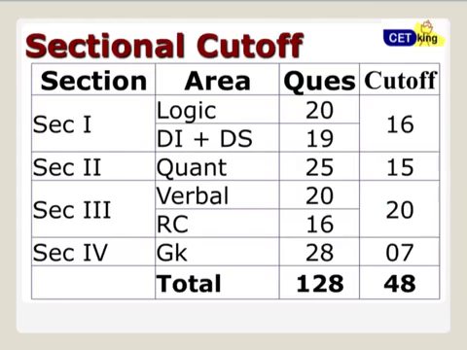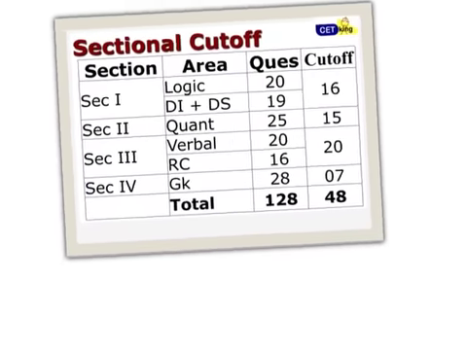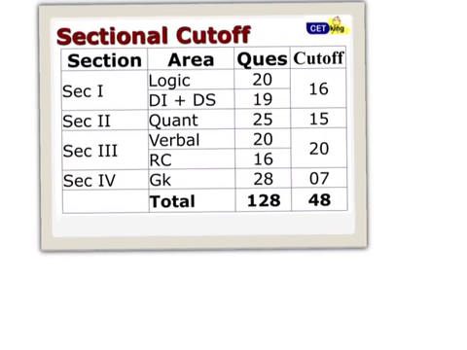Fine. IIFT has also claimed to have a sectional cutoff, which changes year to year, but as of now, let's assume there is a sectional cutoff as well. So your attempt has to be around 16 questions from the logic and DI section. Again, doable. For the quant section, target 15 questions. That's what I told you.